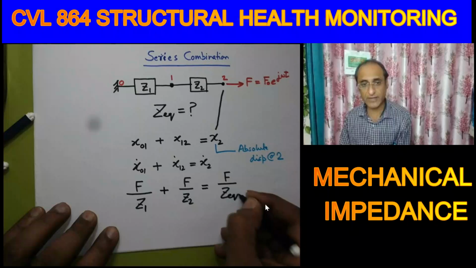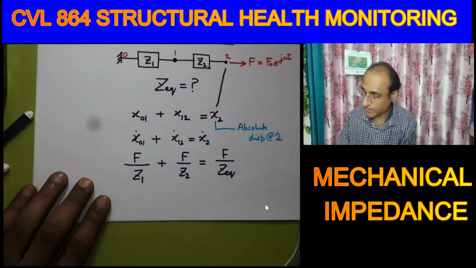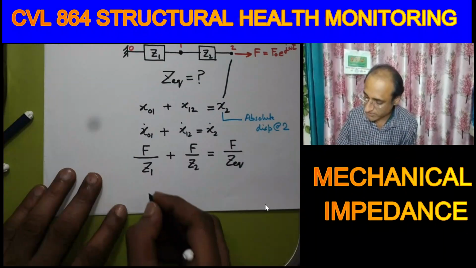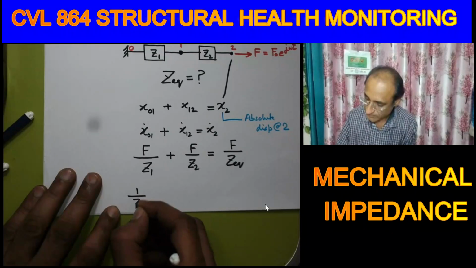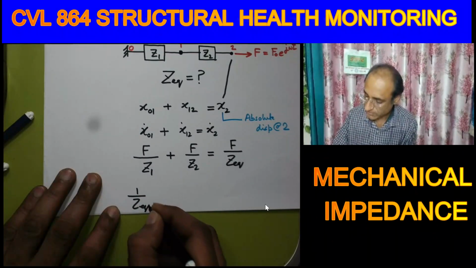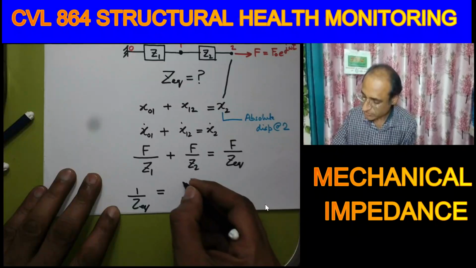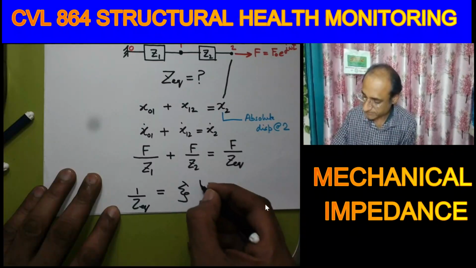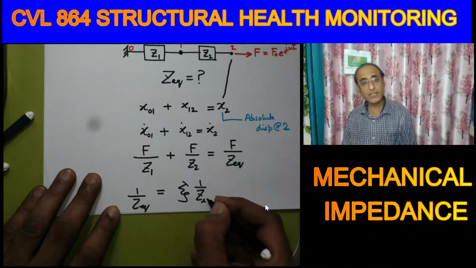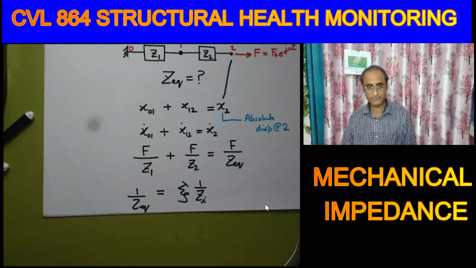So you have rightly said that in this case if we have series combination, then 1 by Z equivalent is equal to summation of 1 by Zi. So that is the series combination. So is this clear so far?